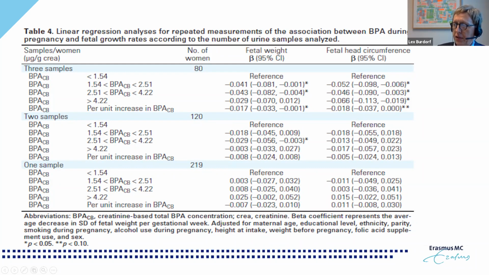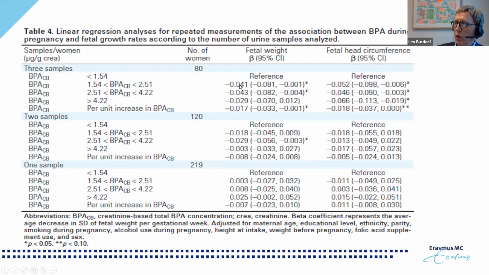Then we limit our analysis to those women, 120 women, where we have 2 samples. We again use the same categorization. And interestingly, the estimates go up a little bit. So we see something happening here. And then if we limit ourselves to the 80 women with 3 samples, we indeed find statistically significant associations for the continuous measure of BPA in the analysis and even for the categories.